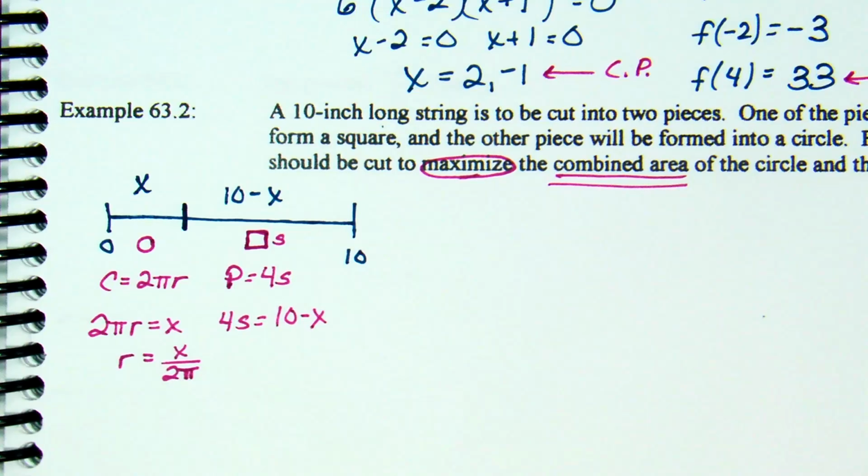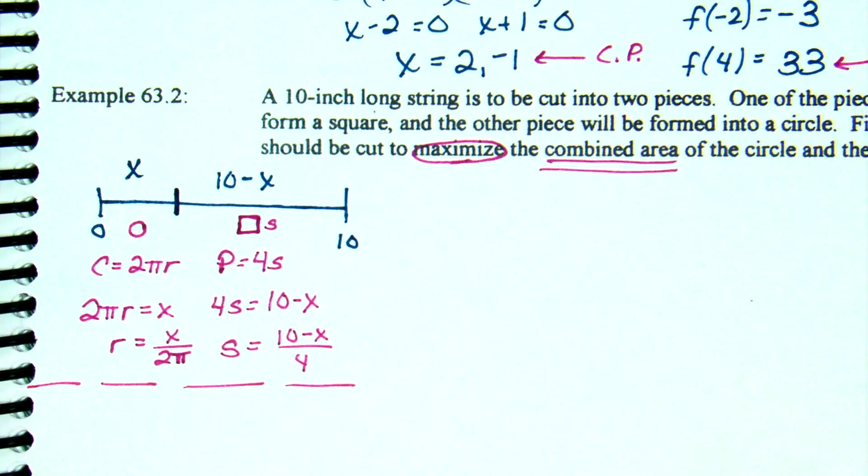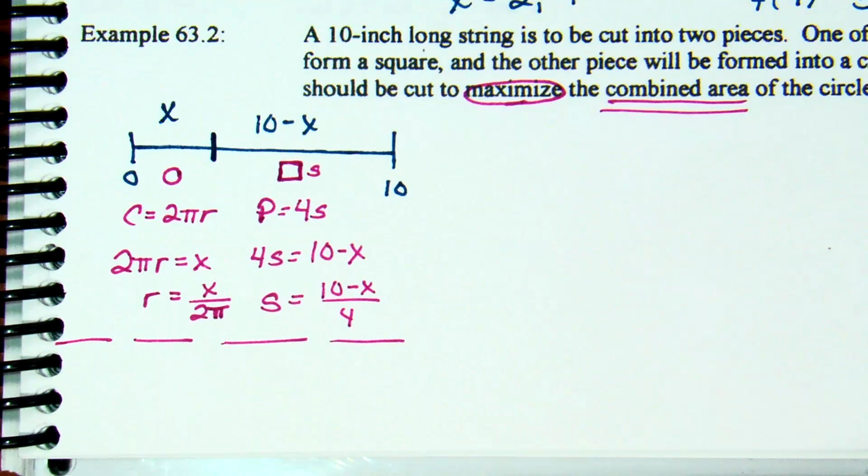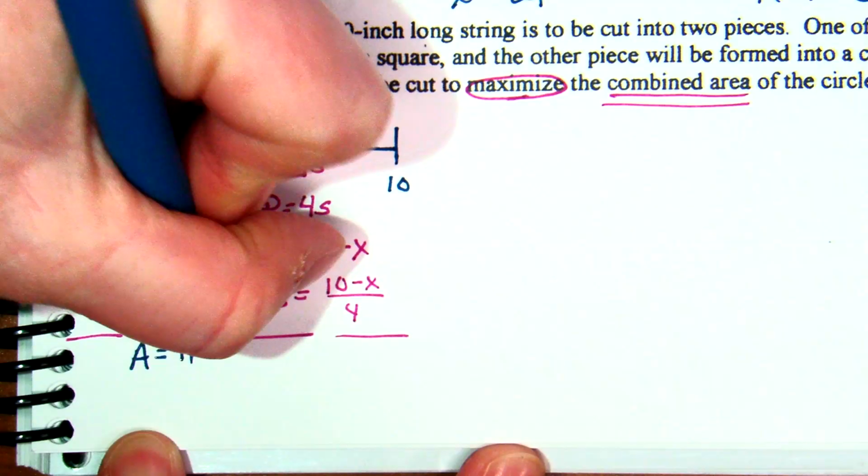what are we trying to maximize here? Area. Okay, so we need area formulas to work with. So, what do we know about area of the circle? Okay, traditional area of a circle is pi r squared. What do we know about area of a square? Area of a square is s squared.